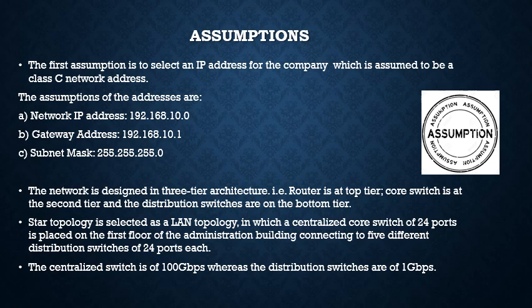255.255.255.0. The network is designed in three-tier architecture, that is the router is at the top tier, the core switch is at the second tier, and distribution switches are on the bottom tier. Star topology is selected as the LAN topology, in which a centralized core switch of 24 ports is placed on the first floor of the administration building, connected to 5 different distribution switches of 24 ports each. The centralized switch is of 100 Gbps, whereas the distribution switches are of 1 Gbps.